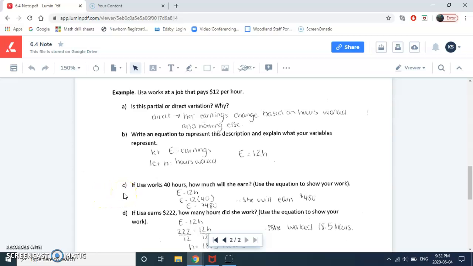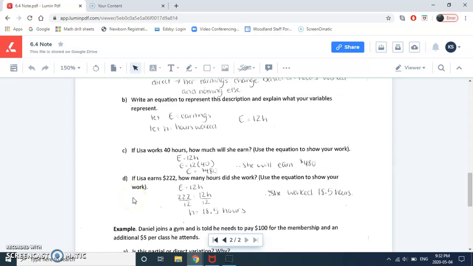So now, if Lisa works 40 hours, how much does she earn? So we're going to use this equation, E equals 12H. So first thing we're going to do is we're always going to write down our equation first. So E equals 12H. Then we're going to substitute in that she works 40 hours, and we said H equals the number of hours worked. So we're going to substitute that in. So we're going to do 12 times 40, which gives us $480. And then we're going to write a little sentence beside, therefore she will earn $480.